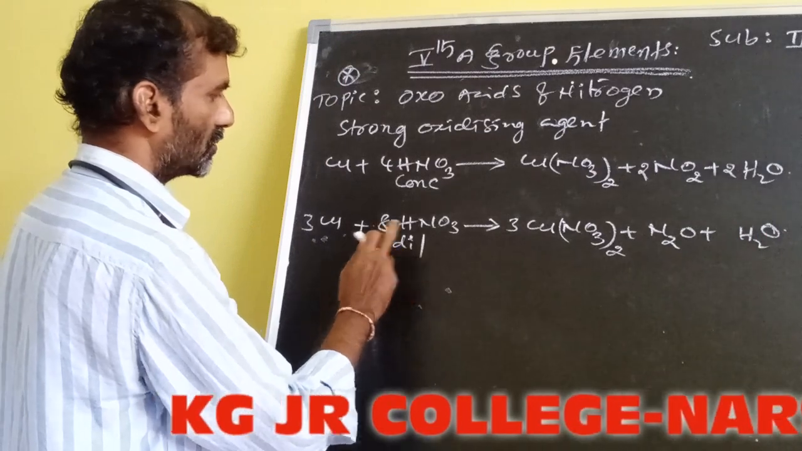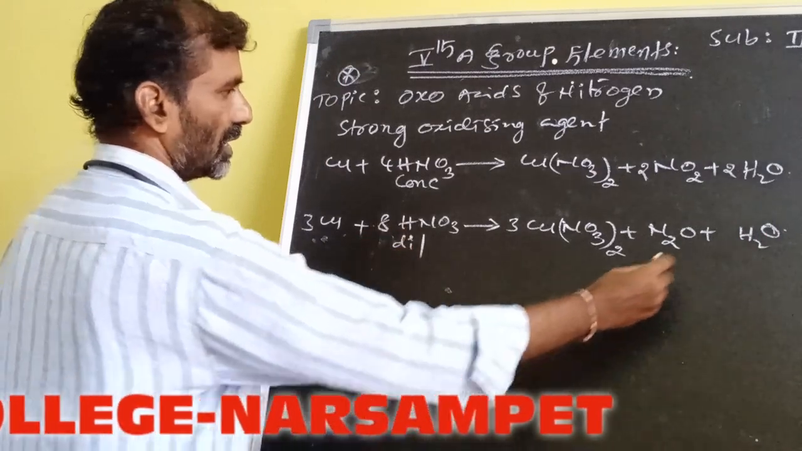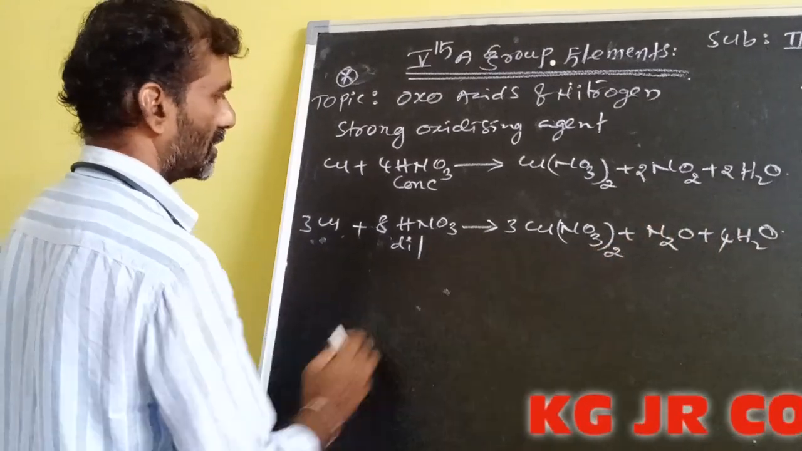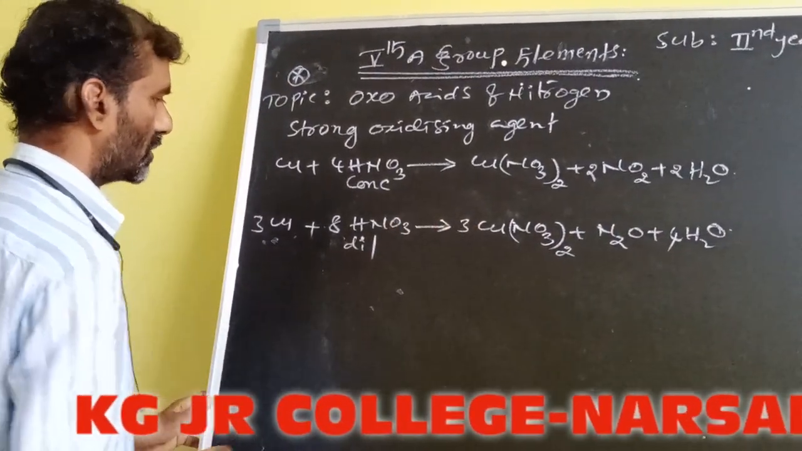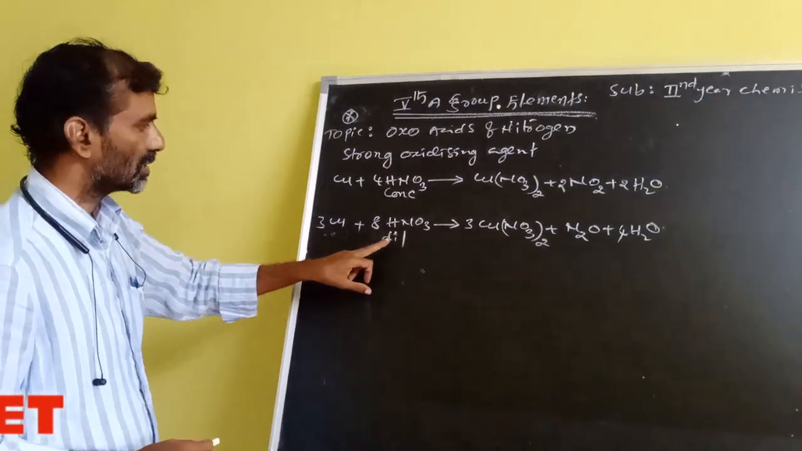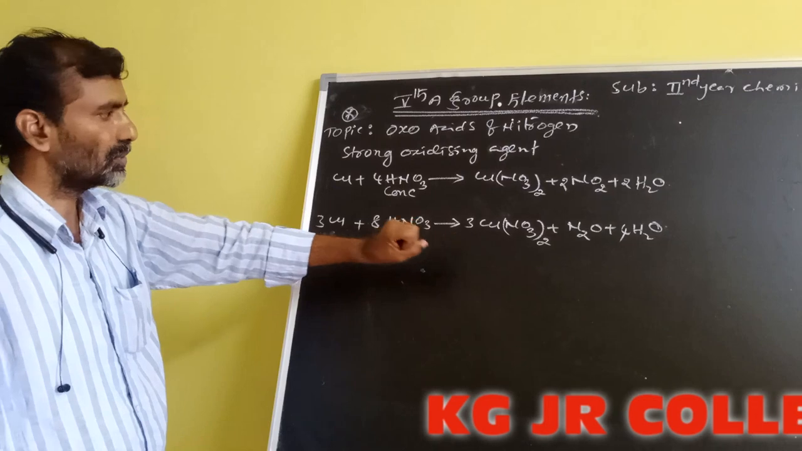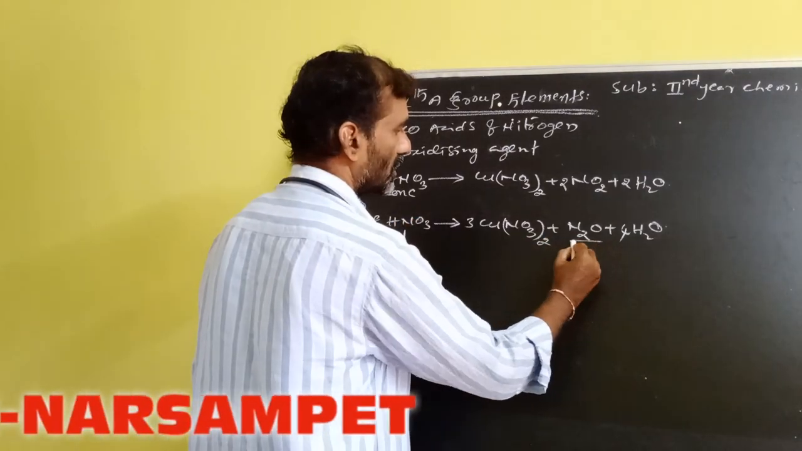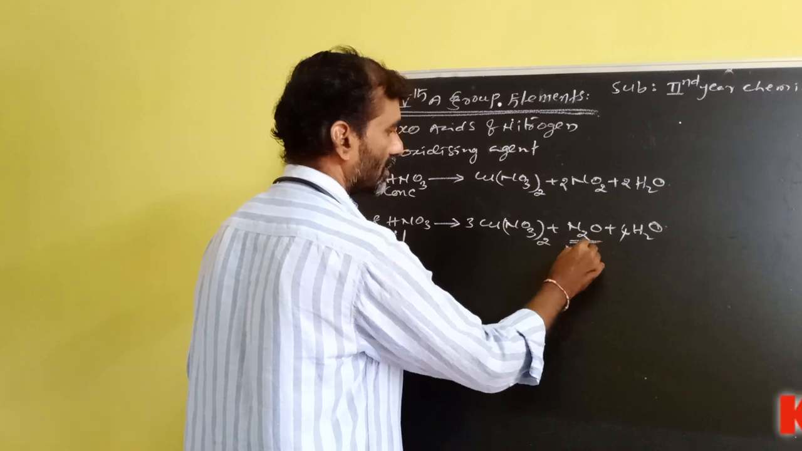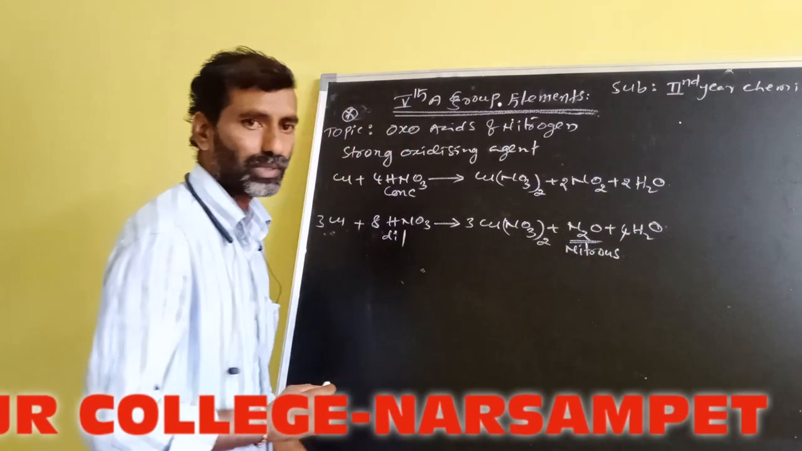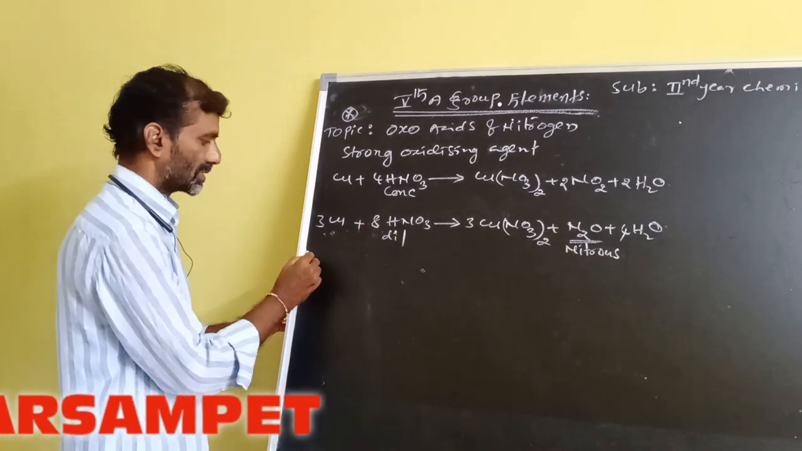Here, for 8 moles of hydrogen, 4 moles, 3 to the 6, and 2 moles of nitrogen. Copper reacts with dilute HNO3 to give especially N2O. N2O is known as nitrous oxide. Okay? Next.